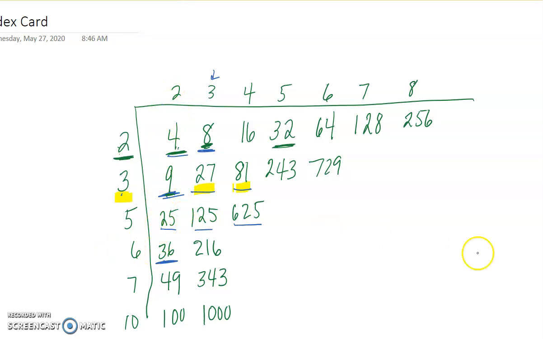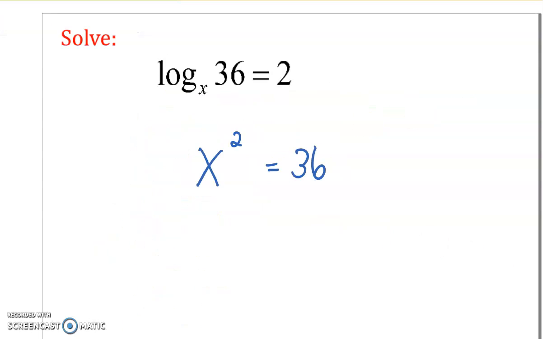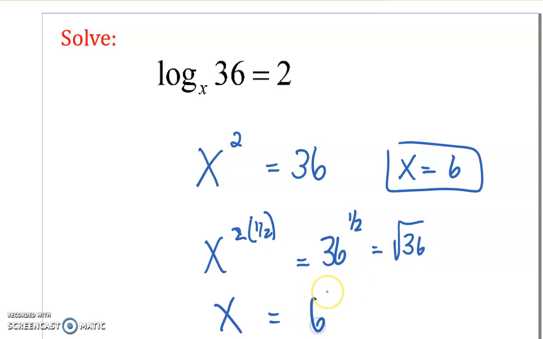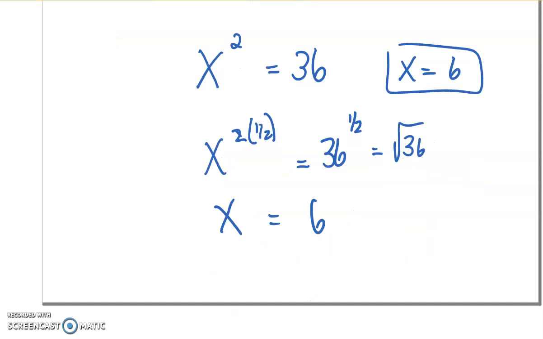So squared, the number is 6. So obviously my answer is 6. Mathematically, if you needed to solve it, we would raise this to the 1/2 to get x. And 36 to the 1/2 is the square root of 36, which is 6. So if you could not figure that out, you could do it mathematically.